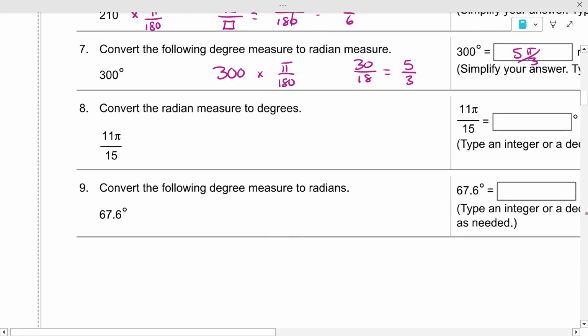Converting the other way, then we multiply by 180 over pi. If you're going to degrees, your pi's cancel. So you take 11 times 180 divided by 15. I'm not very good at math, so it's something like 262. I don't know what it is. No, it's not even. It's less than 180. I don't know what it is. Help me out. 132.